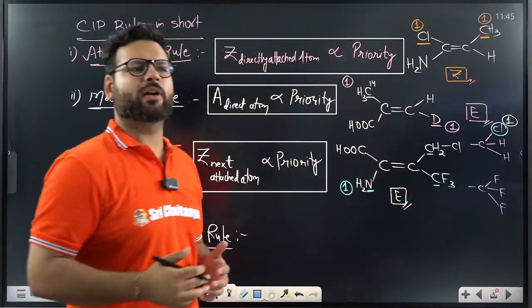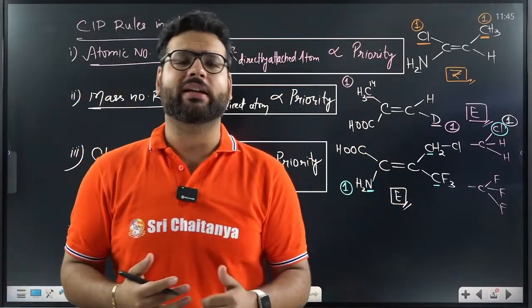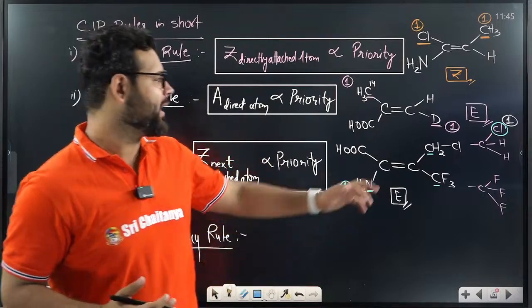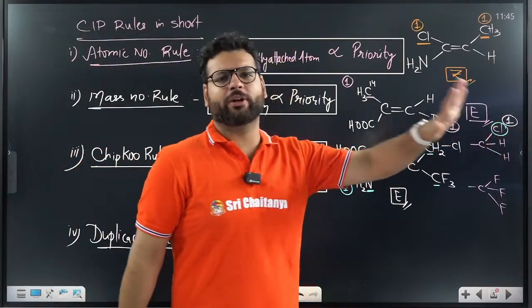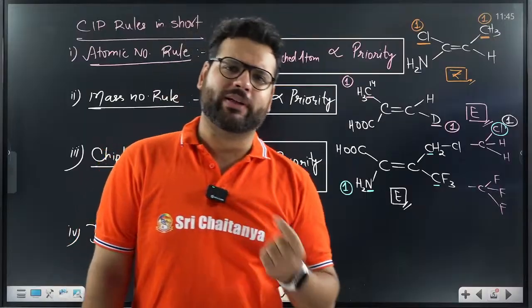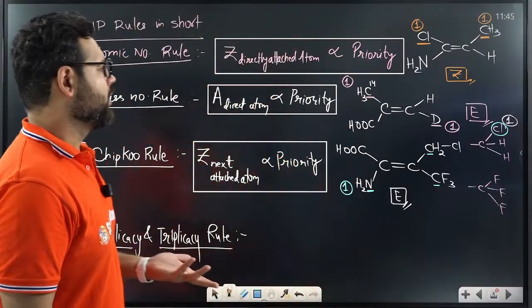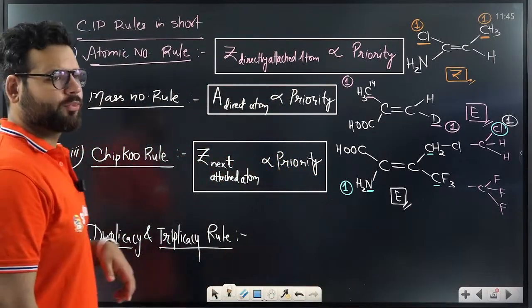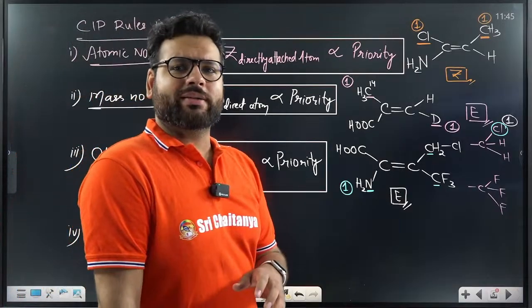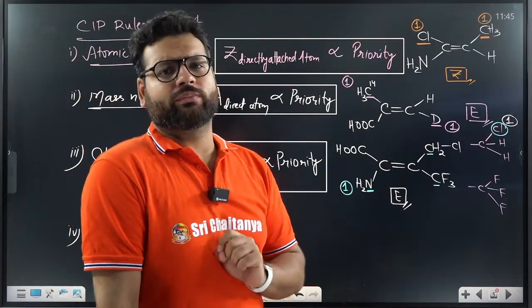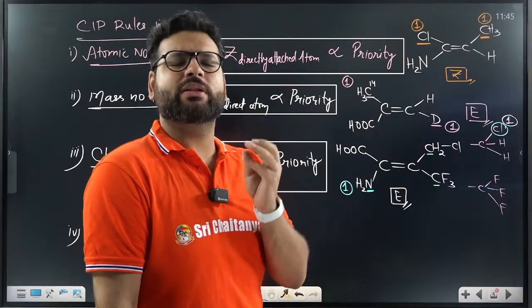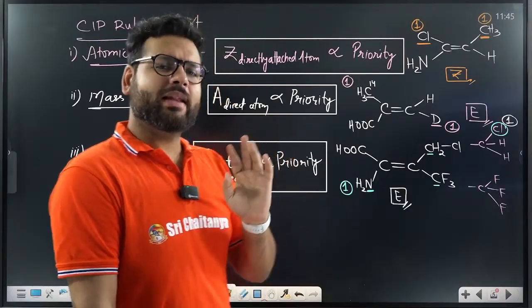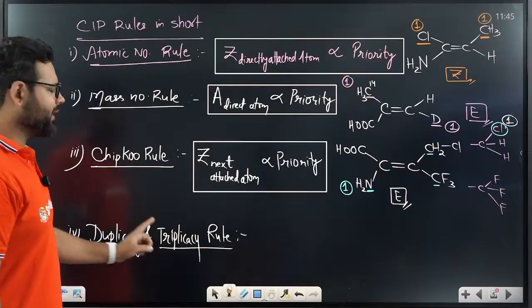Chipko rule. If the rule does not work for the first atom, check the next best atom. Don't say I have a hydrogen. Nobody cares about hydrogen. Always show your best card. So this is about your rule 3, Chipko rule. Sometimes rule 3 will also fail. Very, very few times. This is very rare to check. In that case, you have to check the duplicacy-triplicacy rule.